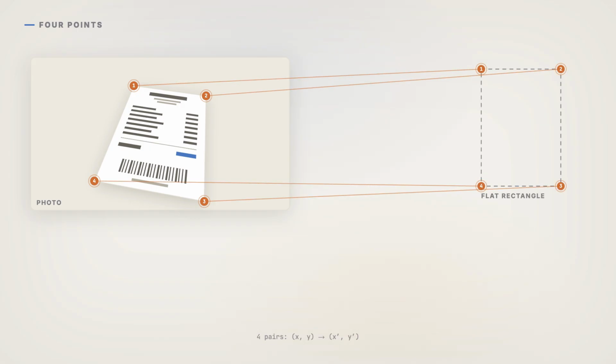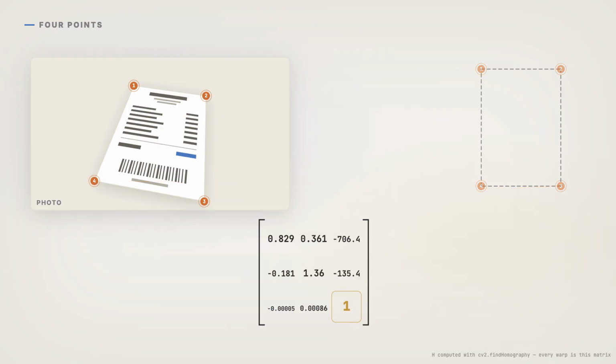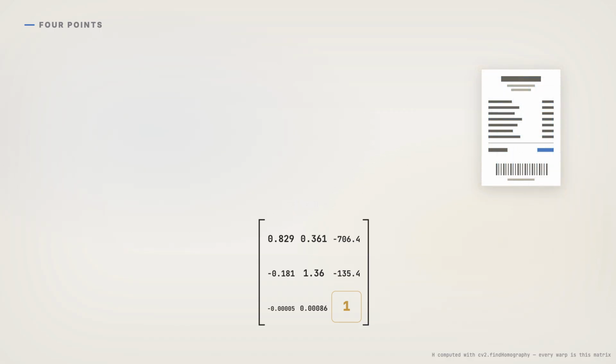We identify the 4 corners of the receipt in the slanted photo, and we tell the computer where those exact 4 points should sit in a perfect flat rectangle. Using those 4 matching pairs, the computer calculates the exact numbers for the 3x3 grid. Finally, it multiplies every pixel's location by that grid to instantly draw the new flat image.